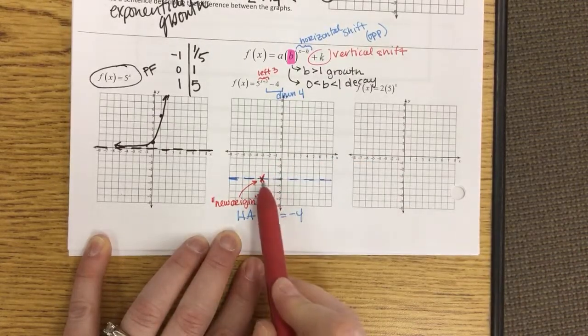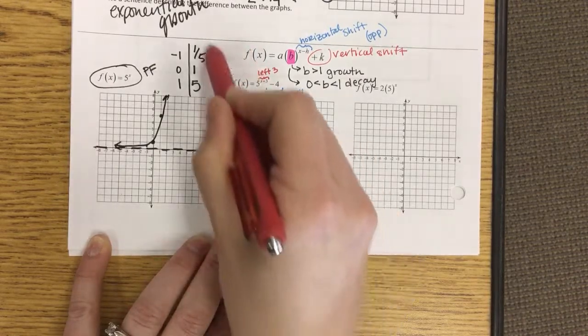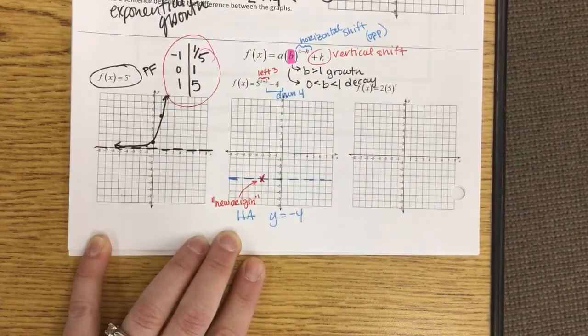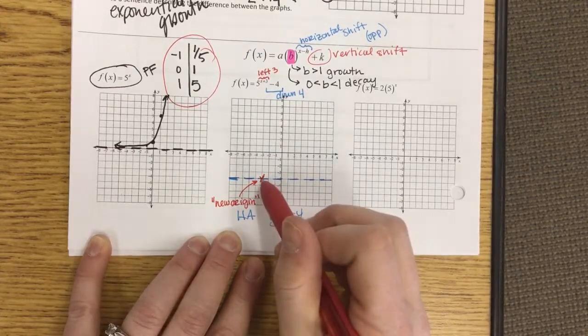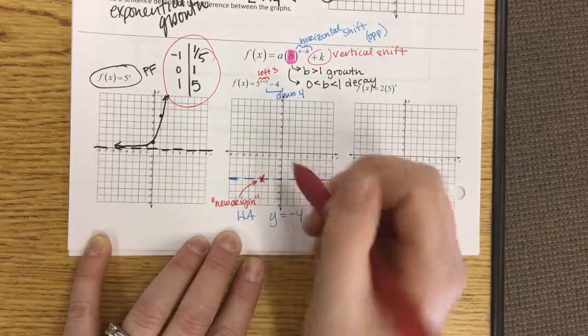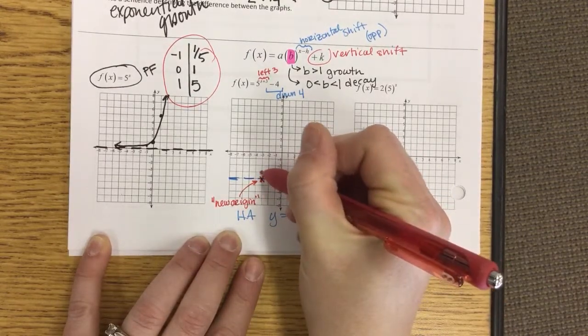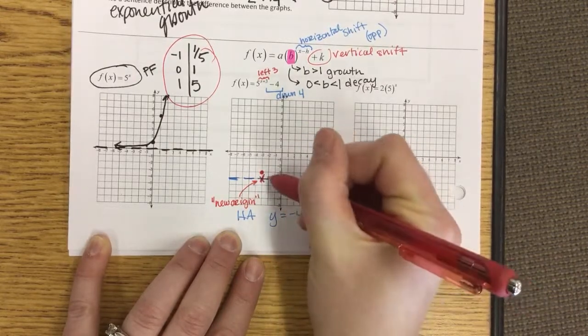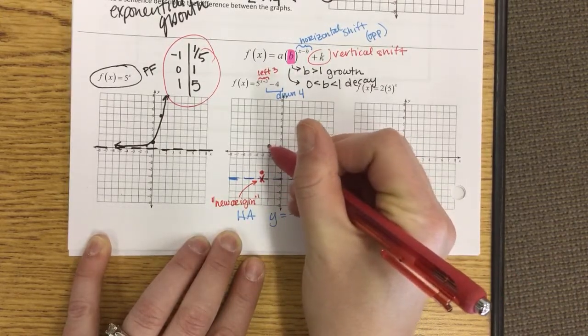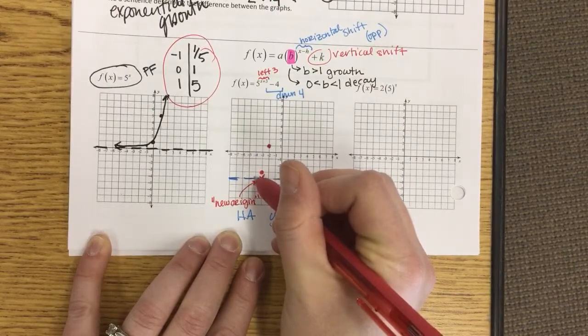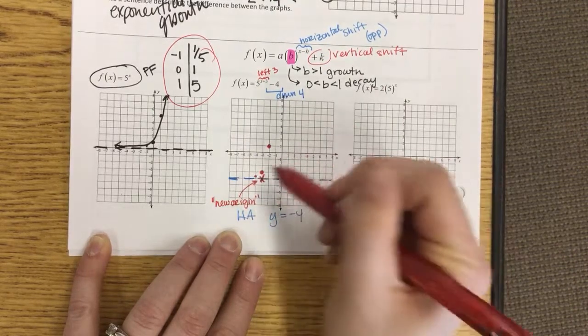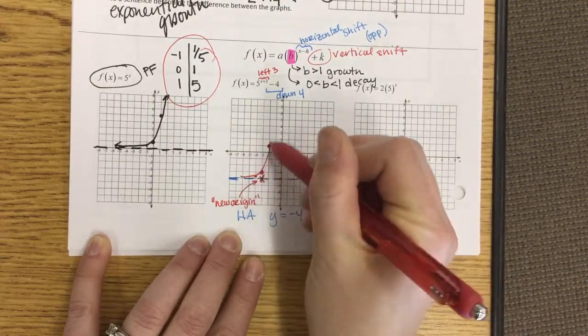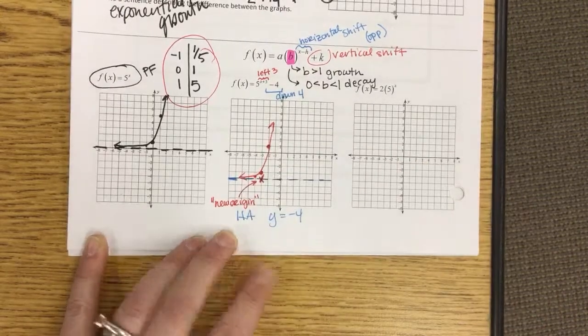So now I pretend like that's 0, 0, and I graph the points from my parent function. So if I'm pretending that this is 0, 0, I have the point 0, 1, then I have the point 1, 5, and then -1, 1/5. And so that's my function.